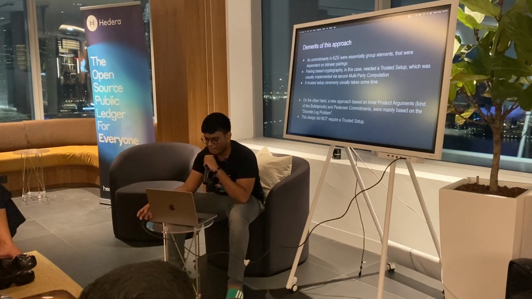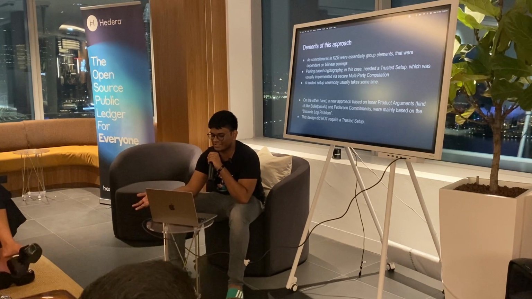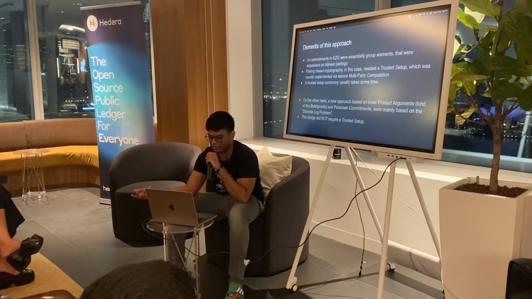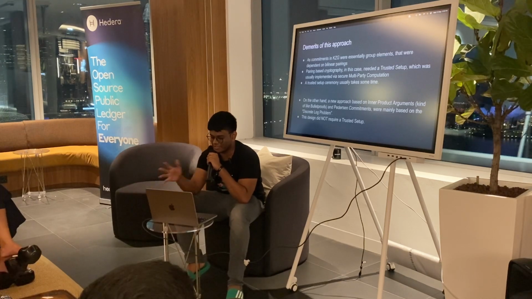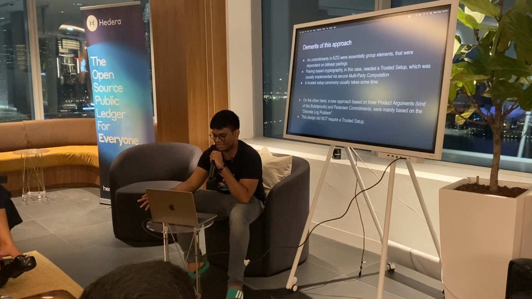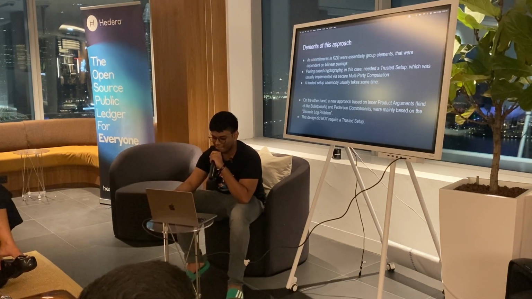The demerit of this approach is that pairing-based cryptography needed a trusted setup, which was implemented by secure multi-party computation. A trusted setup usually takes time. On the other hand, we have inner product arguments, taking the Bulletproof approach, and Pedersen commitments, which are mainly based on the discrete log problem, and it does not require a trusted setup. So basically, executing these Verkle proofs will be much faster.